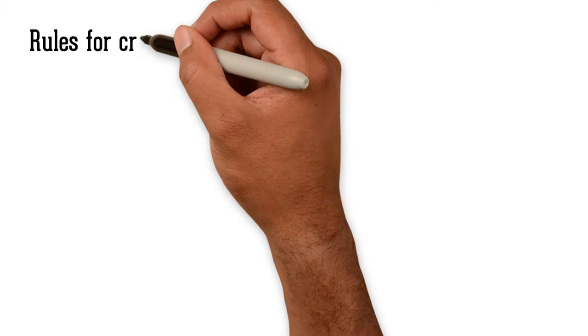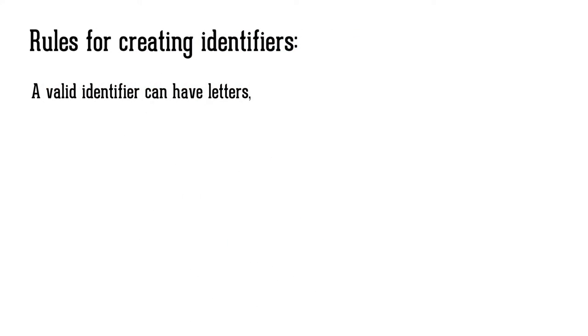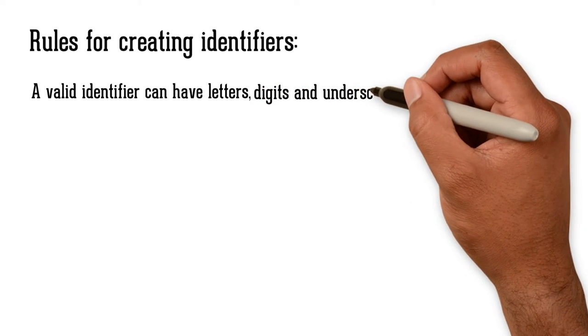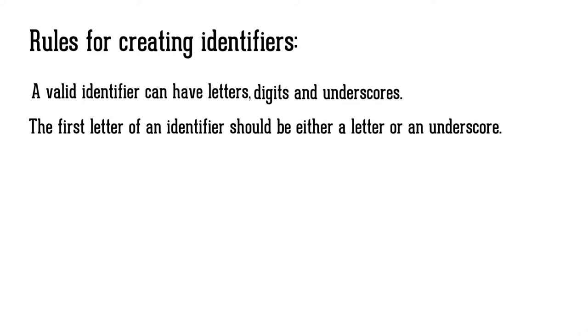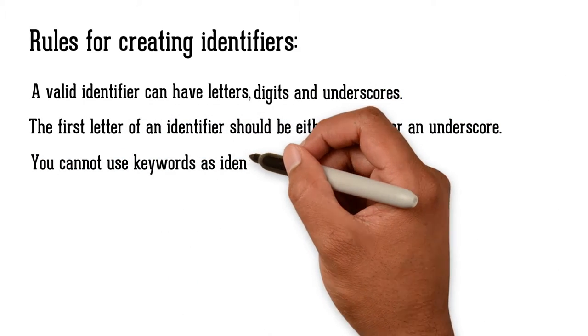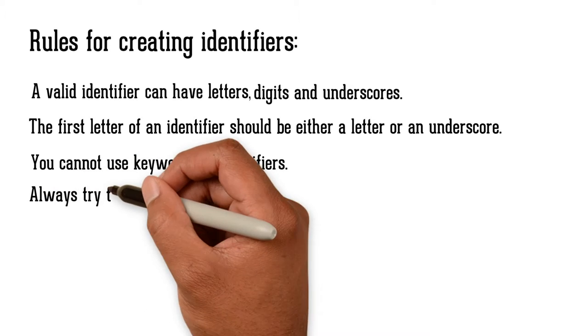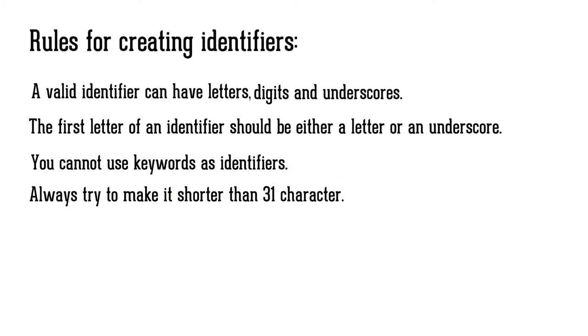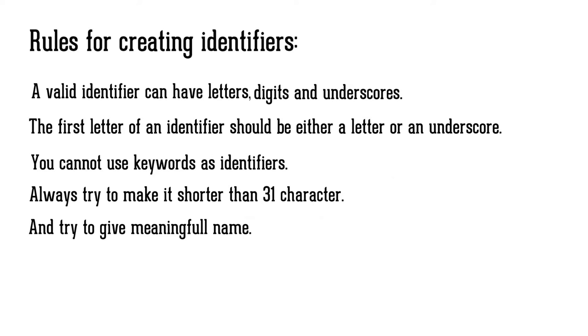There are some rules for creating identifiers. A valid identifier can have letters, both uppercase and lowercase, digits, and underscores. The first character of an identifier should be either a letter or an underscore. You cannot use keywords as identifiers. There is no rule on how long an identifier can be. However, you may run into problems in some compilers if the identifier is longer than 31 characters. You can choose any name as an identifier if you follow those rules, however, give meaningful names to identifiers that make sense.